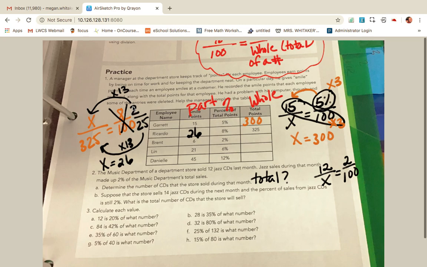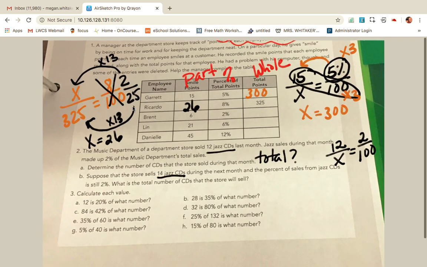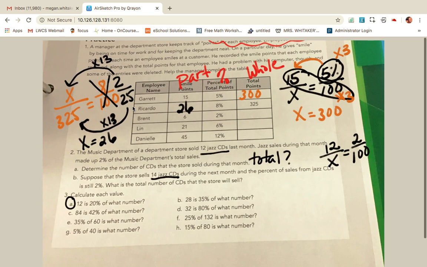B is changing it up now. Now they're saying what would be the total if you sold 14 jazz CDs instead of 12. C, you have to calculate. That means solve. This is not multiple choice or matching, my friends. You have to do 8 problems here. So for A, you're going to probably need some scratch paper.